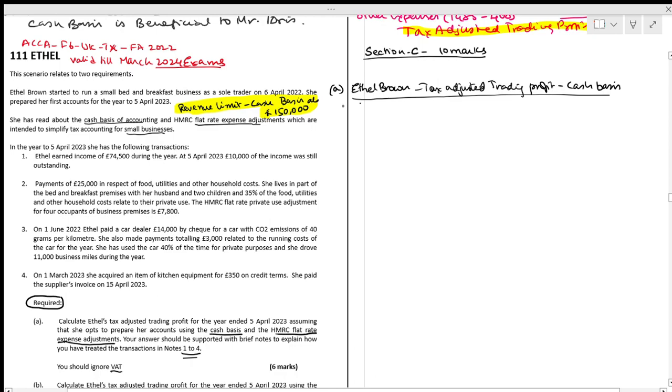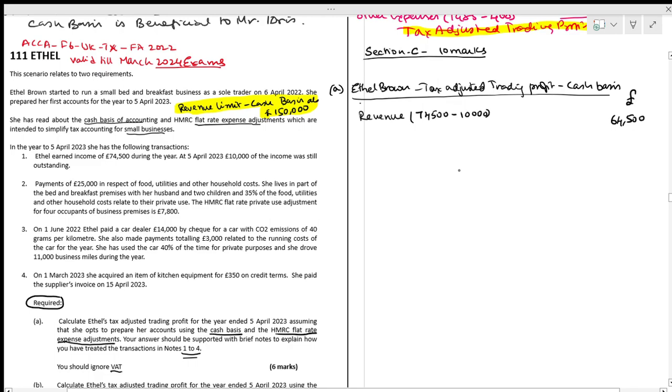In the year to 5th April, she has the following transactions. Ethel earned income of 74,500 during the year. 10,000 of the income is still outstanding. When you are talking in terms of income, revenue, how much? We have to take only the cash basis. 74,500 minus 10,000. How much will come? 64,500. Next.